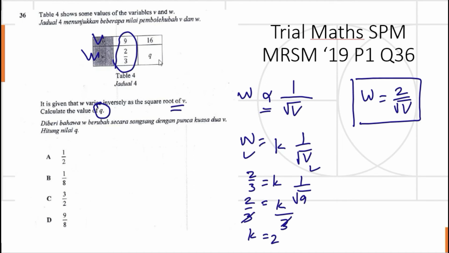So now we can find Q. Q is W and V is 16. So W is equal to Q, 2 over square root of V, where V is 16. So square root of 16 is 4. So we get 2 over 4, which is 1 over 2. Then Q is equal to 1 over 2, when V is 16.